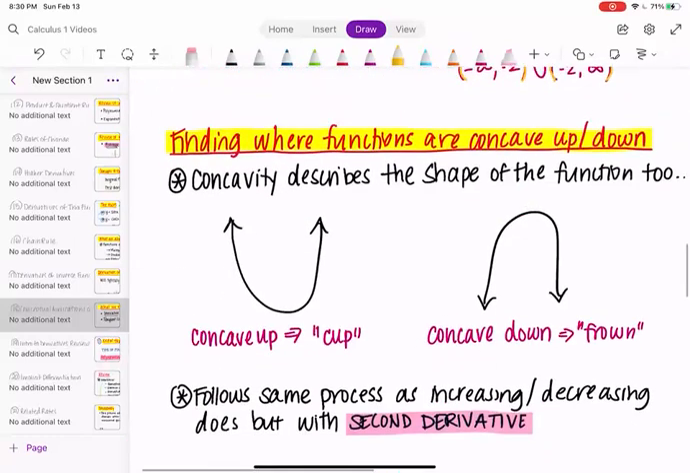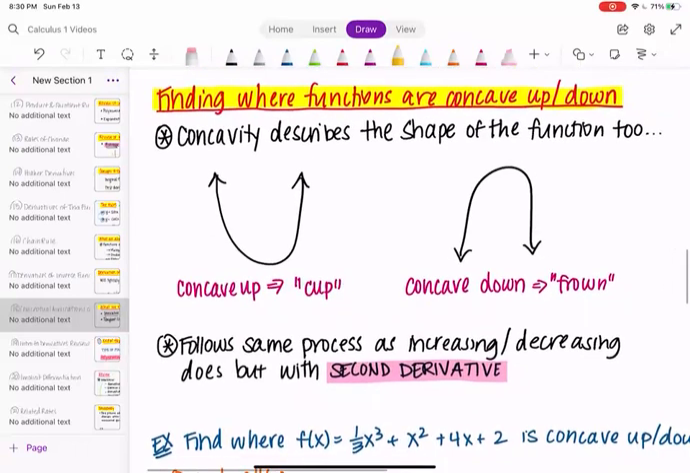So remember a couple videos ago in the higher order derivatives video, I went into the concept of a second derivative and I promised that we would bring it up again in the future. We can do the same exact process with the second derivative to find out where the function is concave up and where it's concave down. So instead of being increasing or decreasing, we're now looking at the concavity.